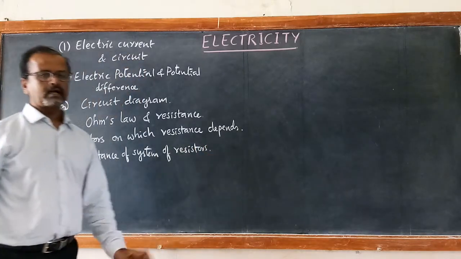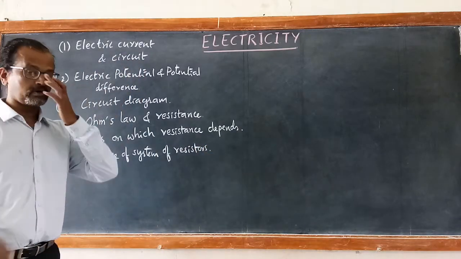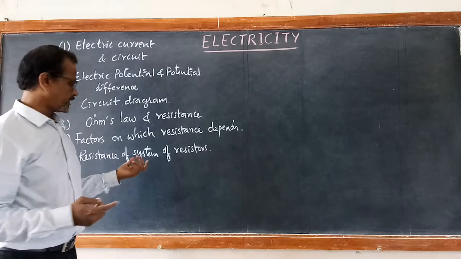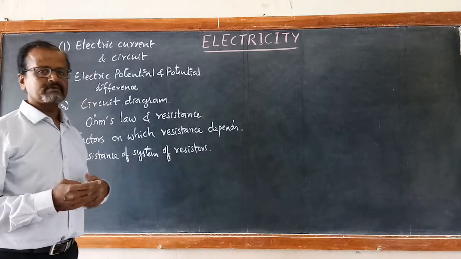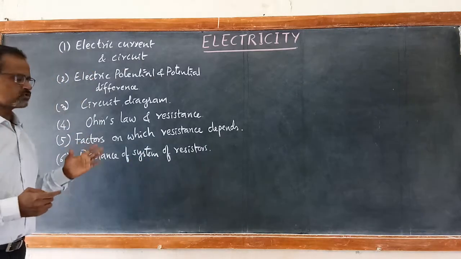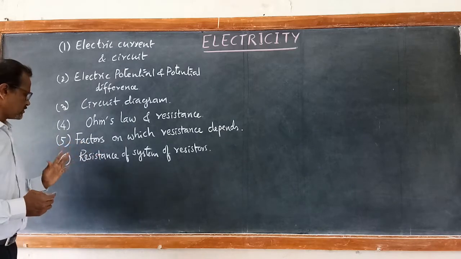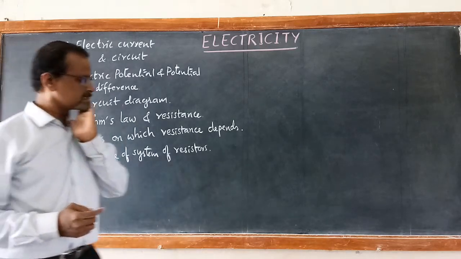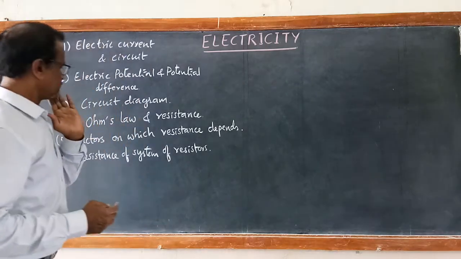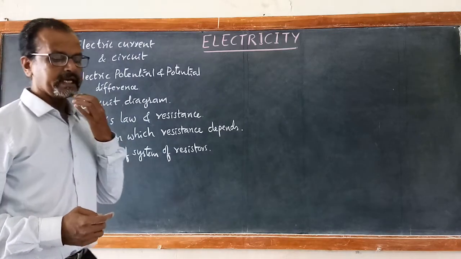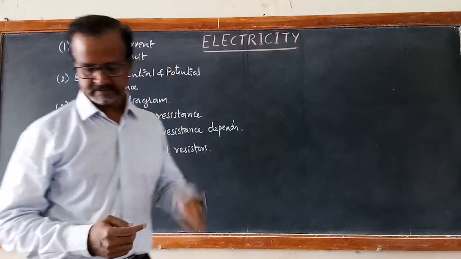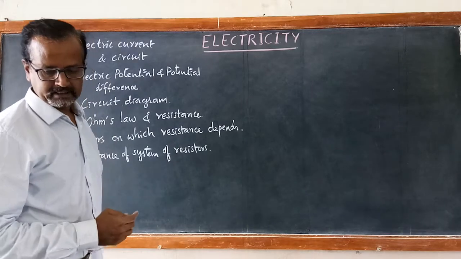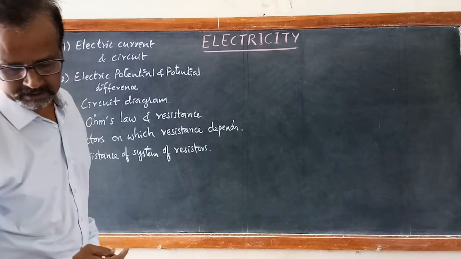The conductor which has a resistance is called a resistor. We will be having different systems of resistors, series combination, parallel combination and so on. So that is the resistance of a system of resistors. Then what is the heating effect of electric current? Heating effect of electric current and electric power.